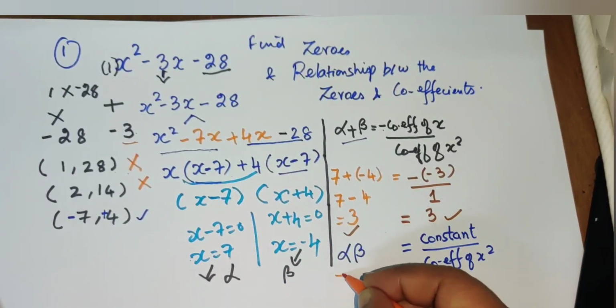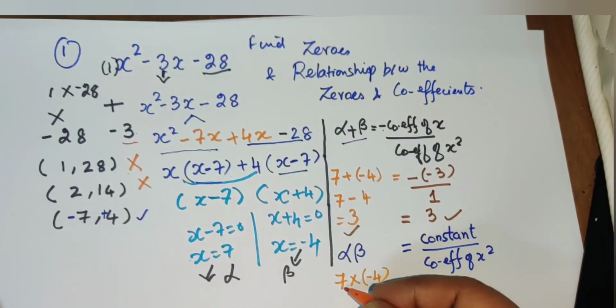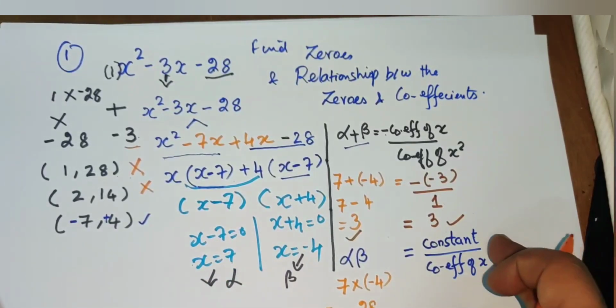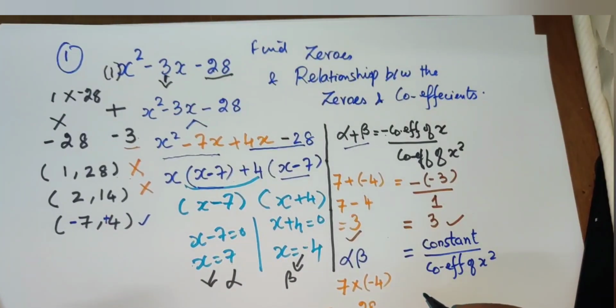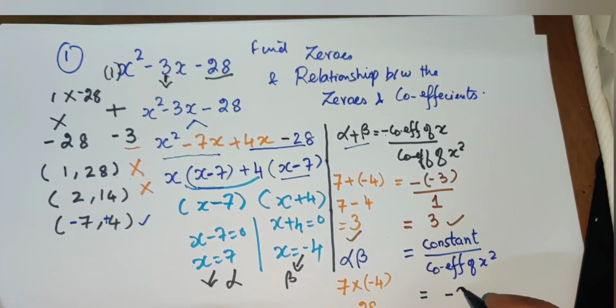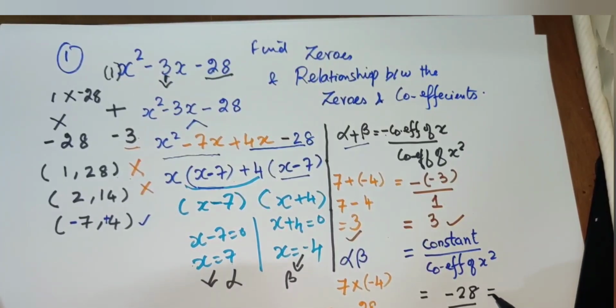Okay, so now what is alpha? Alpha is 7, so 7 multiplied by beta, which is nothing but minus 4. So plus into minus is minus, 7 fours are 28. We got the result minus 28 according to our zeros. Whether our zeros are correct or not, only when we cross-check with this formula will we come to know. So what is the constant? In the question, the constant is minus 28. So minus 28 divided by the coefficient of x square in the question, which is nothing but 1. So minus 28 by 1 is nothing but minus 28.